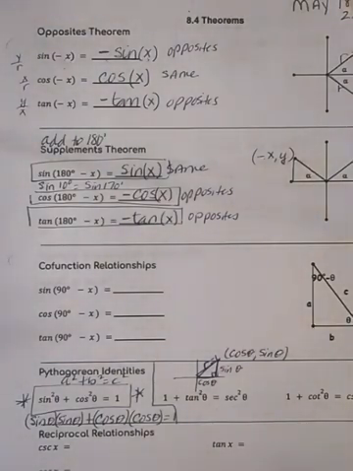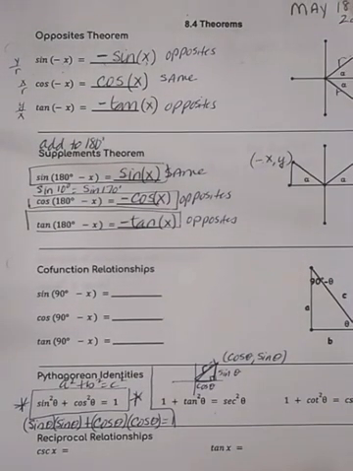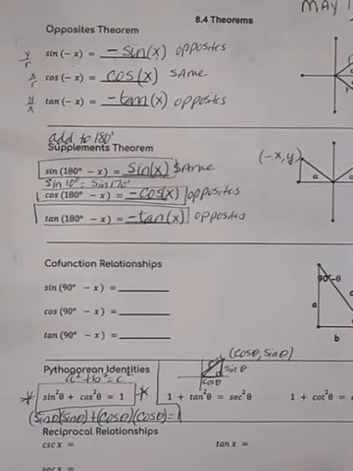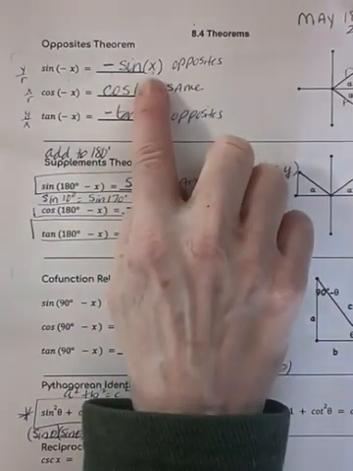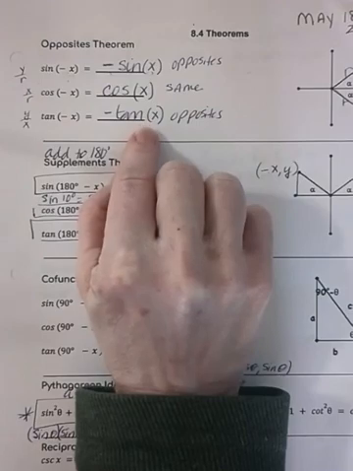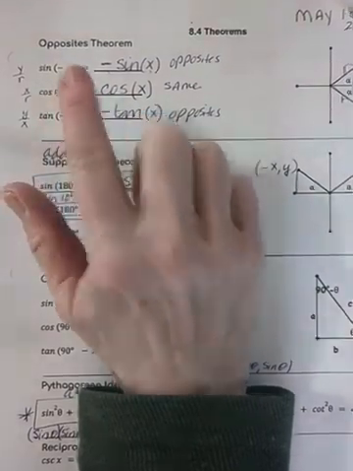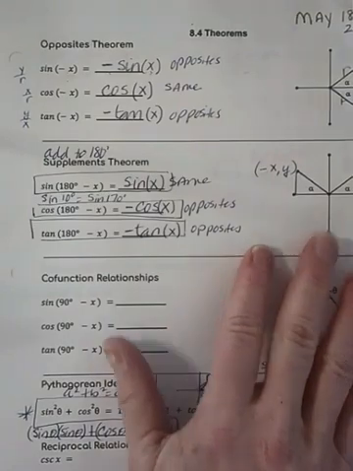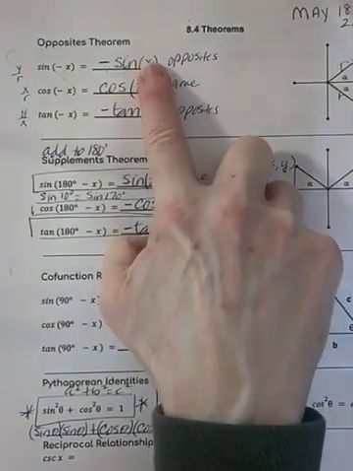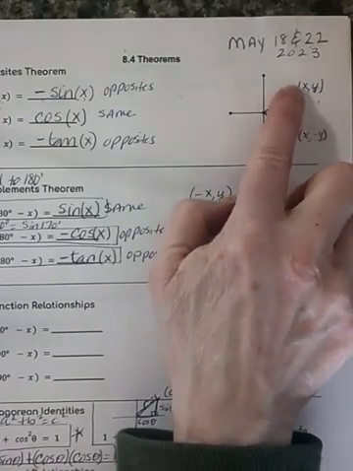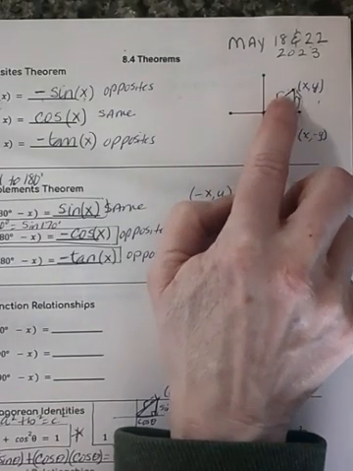Okay, on May 18th, we discussed the opposites theorem. Basically, all the opposites theorem does is compare the sine, cosine, or tangent of an angle measure to the sine, cosine, or tangent of the opposite of that angle measure. Remember, the sine of 20 degrees would be a counterclockwise rotation, leaving the terminal ray in quadrant 1.